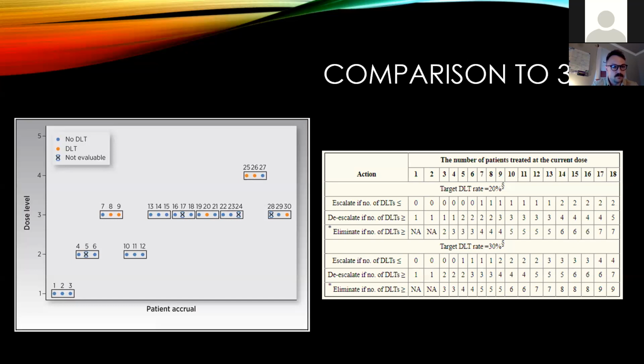DLT target of 30%. So you can see, if we were just doing the 3+3, we would have already stopped by the fourth cohort, because we would have gone to dose 3, hit 2 DLTs, immediately de-escalated to dose 2, which would mean that the 3+3 would be choosing a dose that's subtherapeutic, just based off of 3 patients. Whereas now with the keyboard design, we're picking the better dose, and ultimately we're going to get a better estimate because we have so many patients enrolled at that dose to feed information into our phase 2 trial.